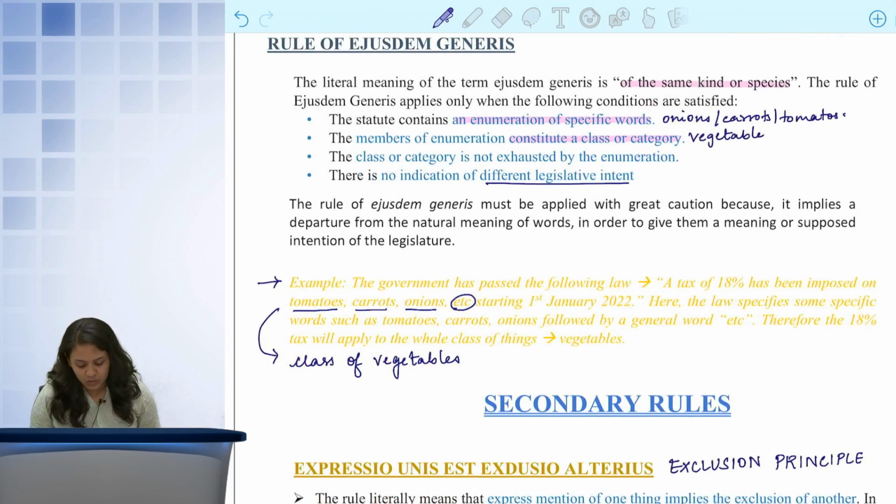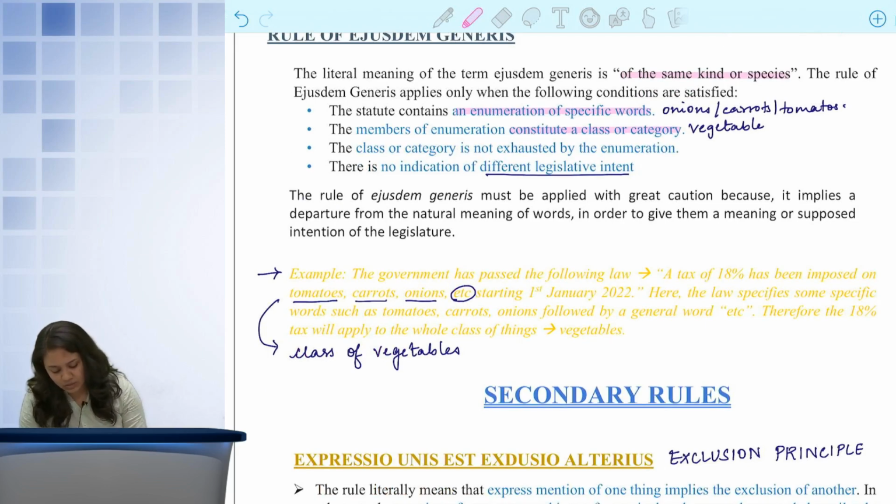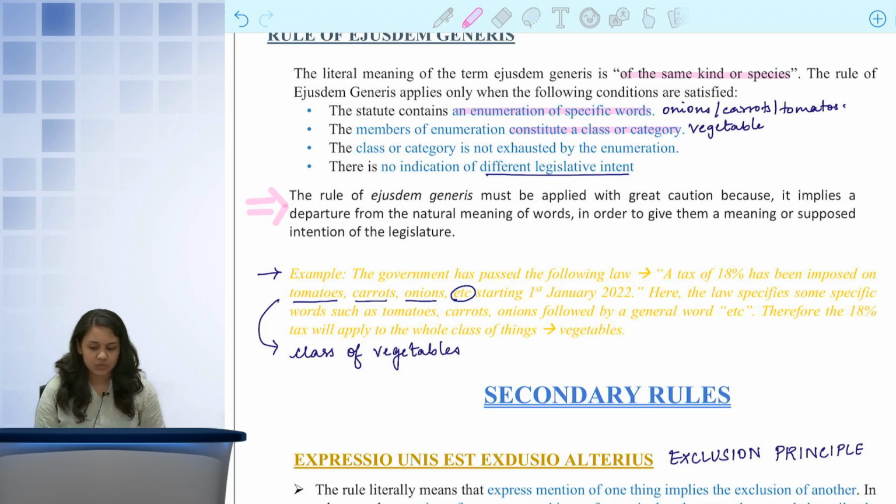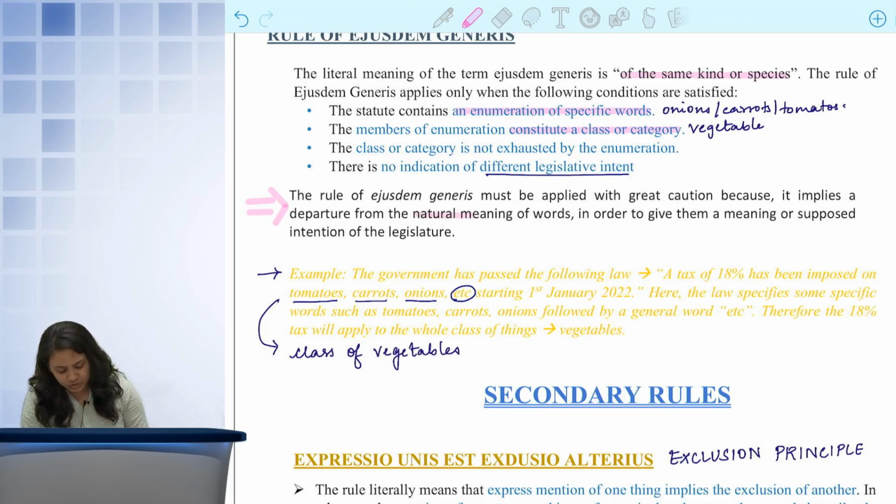Okay. However, the courts are very clear on one thing. When you are applying the rule of ejusdem generis, you apply it with great caution, because you are departing from the natural meaning of words in order to give them a meaning which is the intention of the legislature. That means you are presuming that the etc. was put there for a reason.